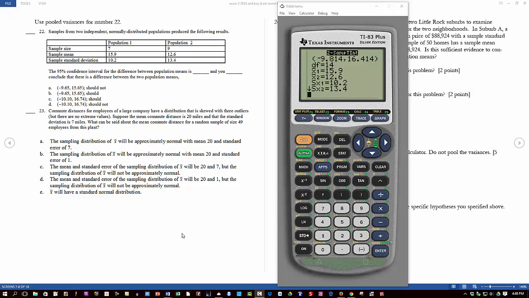Will it be a bell curve? The answer is yes. We have outliers, but as long as we have a sample size of 49, above 40, then we're okay. Now, if it turned out that we also had some extreme values, then we would not be able to make that case. We would have to say it might not be approximately normal if we had extreme values. But with outliers and a sample size of 49, we're good to go on that.